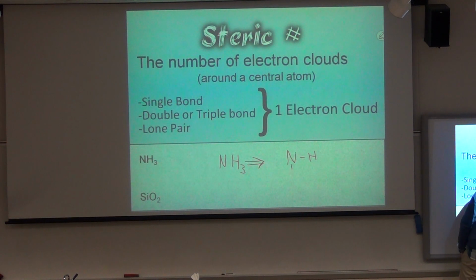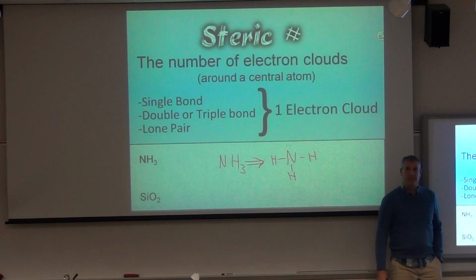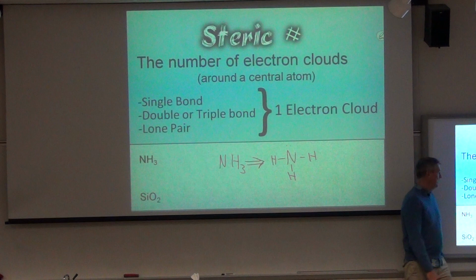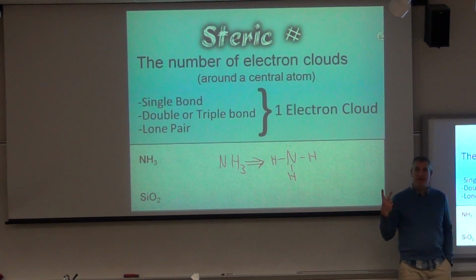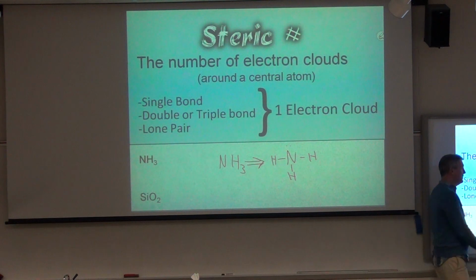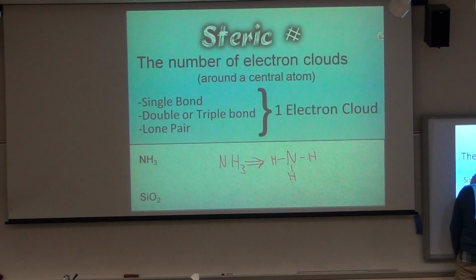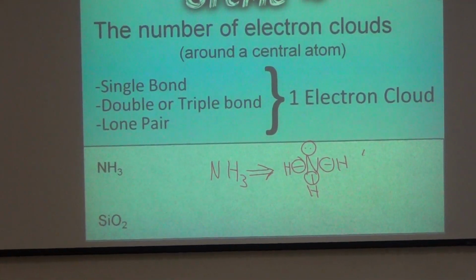So if we have NH3, our Lewis dot structure would look like that, where we've got 3 hydrogens around our nitrogen as our central atom, and we would still have 2 unpaired electrons. That's going to be our lone pair. That gives us 1 cloud, 2 clouds, 3 clouds, and 4 electron clouds.